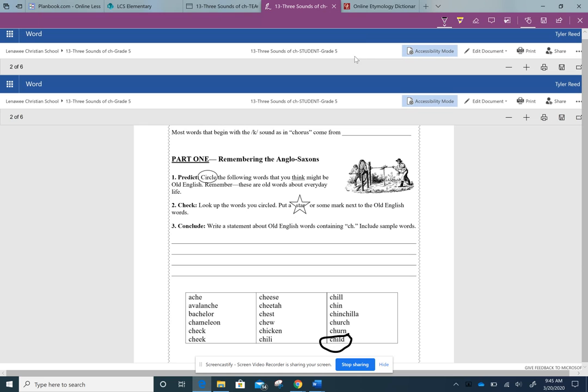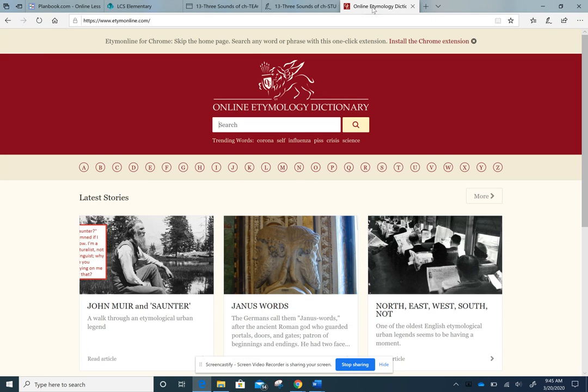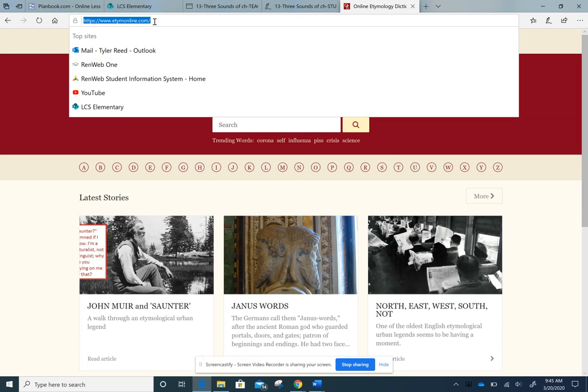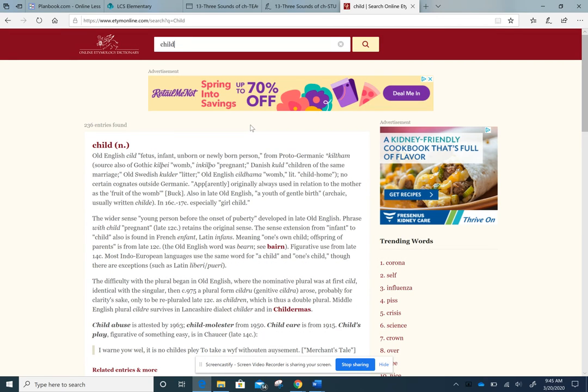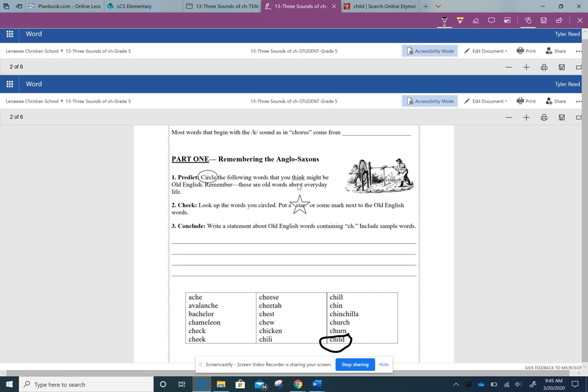So now I'm going to move over to Edam Online. You see in my toolbar up here, that's the website, Edam Online right there. And in the search bar, I'm going to type the word child. Enter. And I have all these words that pop up. But if you notice, the very first words that pop up, it says Old English right there. So that's telling me that this is an Old English word. And if it's an Old English word, and I figure it out by looking it up on Edam Online, I go back and I put a little star next to that word.